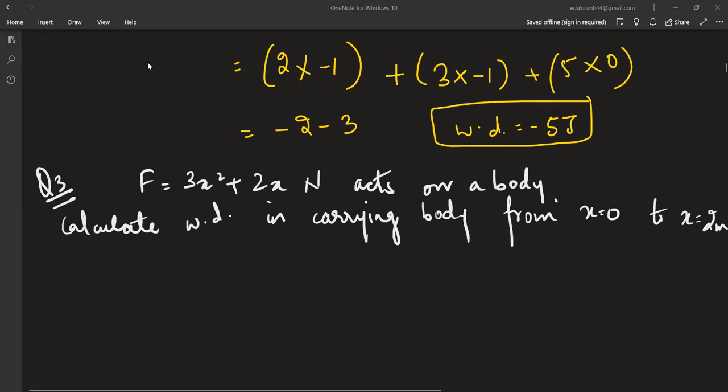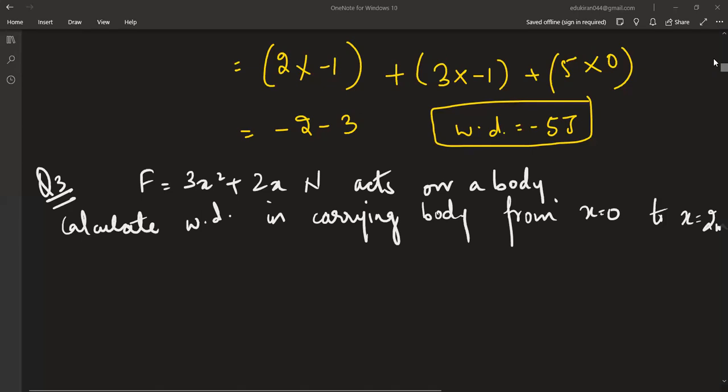See, this force is F equal to 3x square plus 2x. Now see, if I put the value of x as 0, force would be 0. If I put the value of x as 1, force will be 5. Can you see, if I am changing the value of x, the force is also getting changed, right? So it means this is not a constant force.